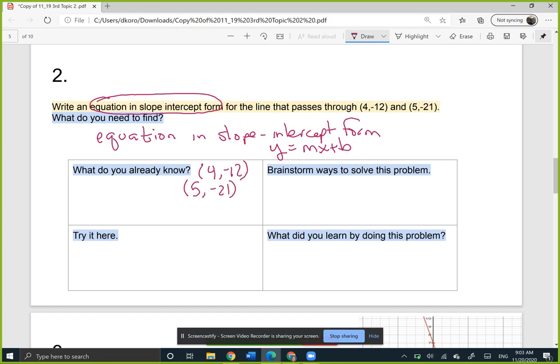All right. So I brainstorm ways to solve this problem. Well, if I have slope intercept form, y equals mx plus b, I know that I need a slope and I need a y-intercept. Well, I don't have any of these here, but I can find my slope and I can find my y-intercept. So I need to find my slope and I need to find the y-intercept.